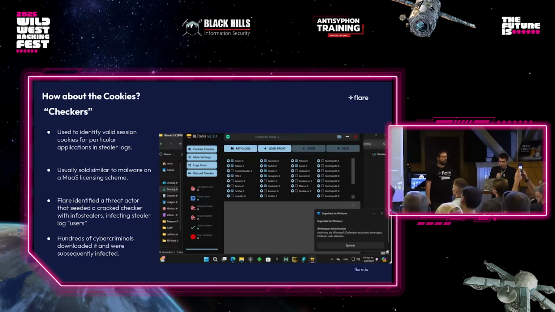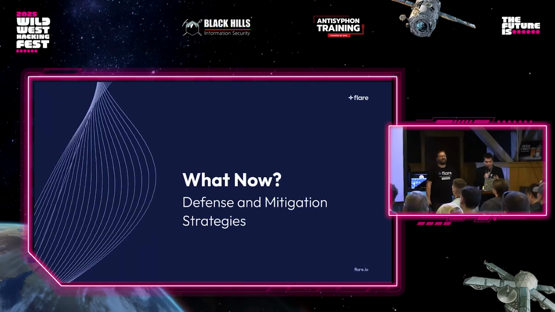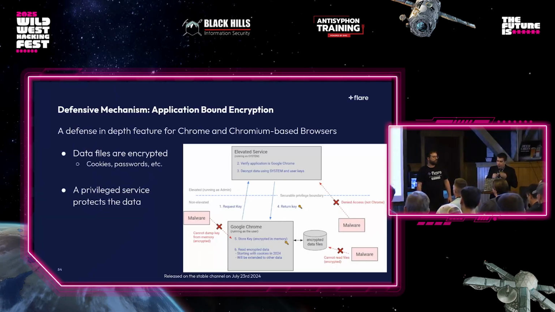All right, now that we got you real scared, what can we do about it? Or what are we doing about it, right? So a new defense mechanism that was built in Chrome in 2024 is called application-bound encryption. It's a defense in-depth feature. Basically, the SQLite databases that have the cookies and the browser history and all that good stuff are now protected by an elevated service and a different set of permissions. And you need to interact with that service in order to access those files. You will not be able to do direct file I/O.